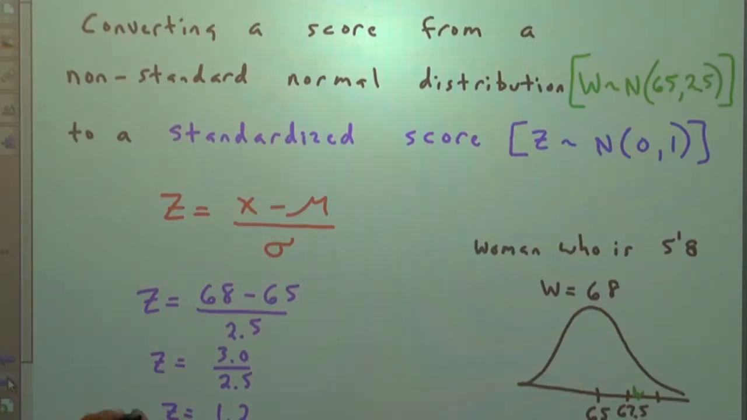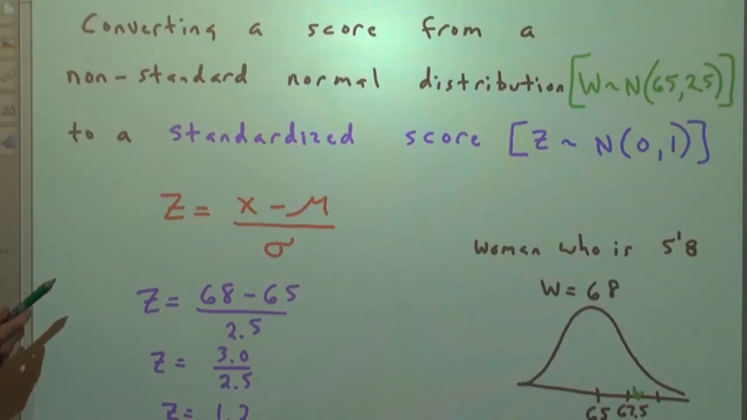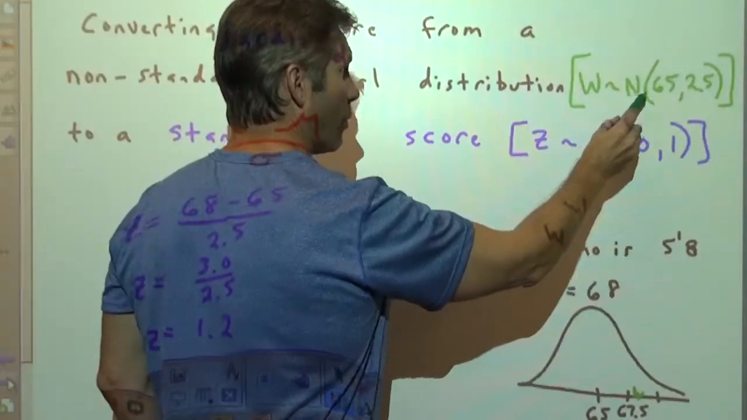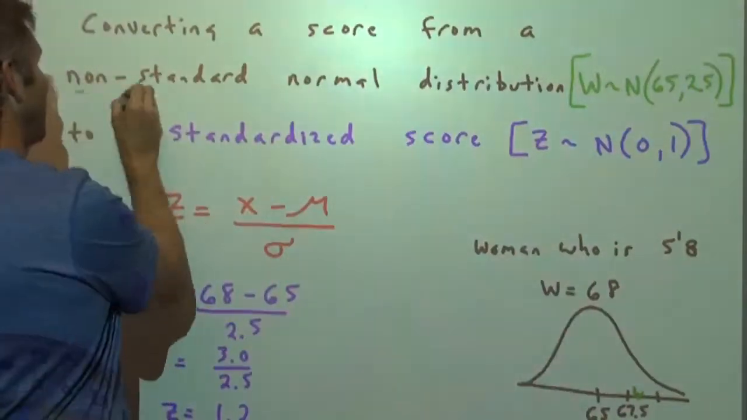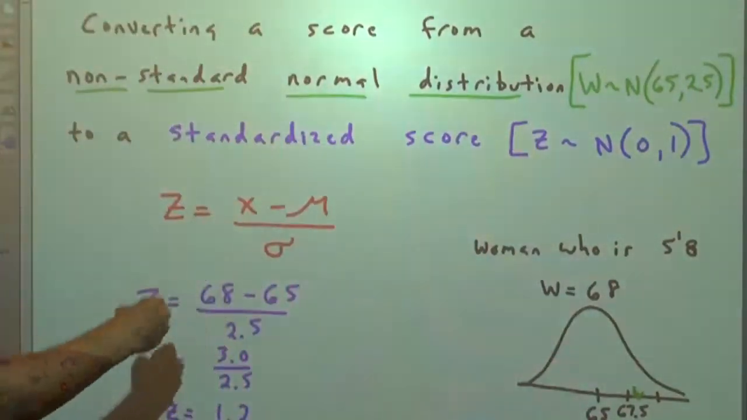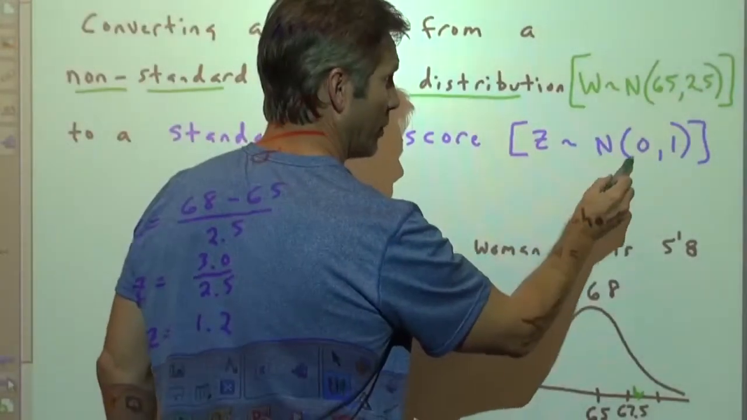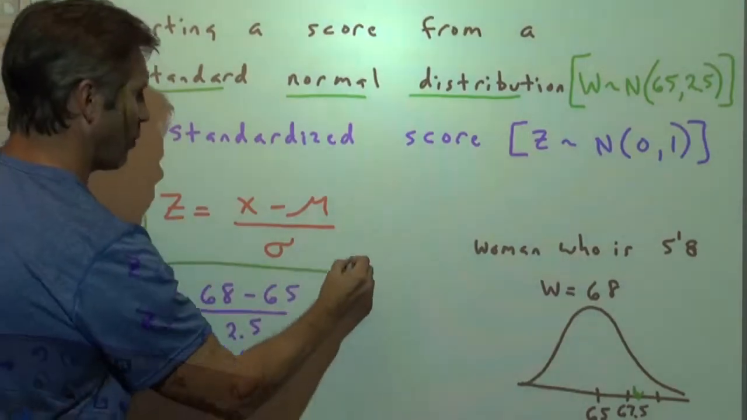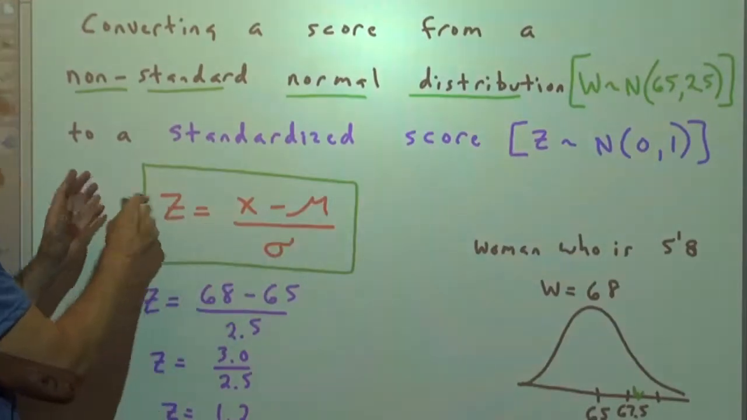Now, instead of just using the empirical rule and approximating, we can convert a score from a non-standard normal distribution, like women's heights, whose distribution is normal with a mean other than 0 and a standard deviation other than 1. That's why it's a non-standard normal distribution. We can convert that to a standardized score, a z-score, that is normally distributed with a mean of 0 and a standard deviation of 1. Now remember, a z-score tells us how many standard deviations away from the mean we are. This is your z-score formula that relates your score's distance from the mean divided by the standard deviation. That's how we find the z-score.